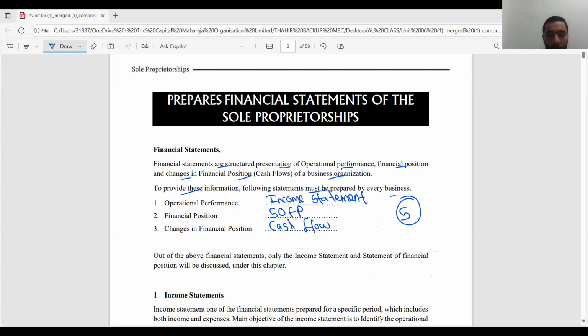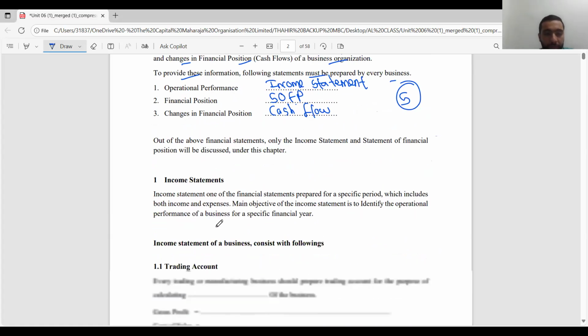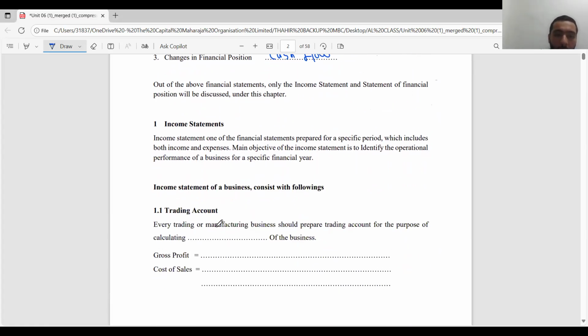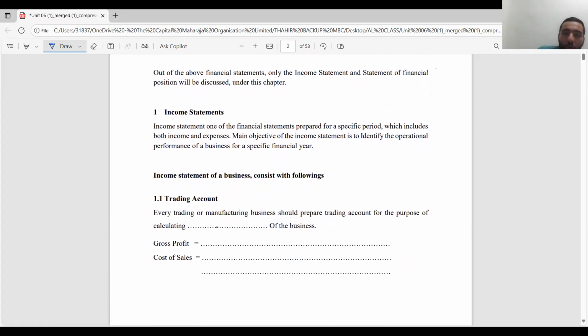Okay, so you're done with this. Let's move on. Out of the above financial statements, only the income statement and SOFP will be discussed under this chapter. Under this chapter, only 2 will be discussed. So first of all, anyone who knows what is an income statement?